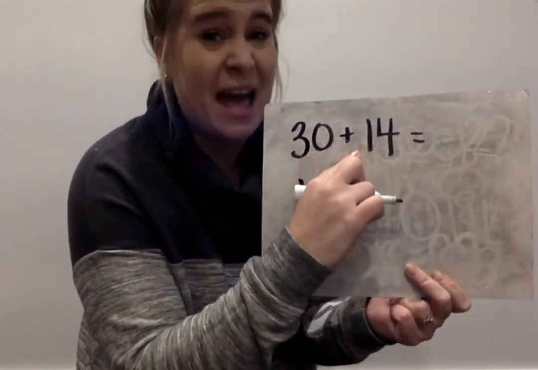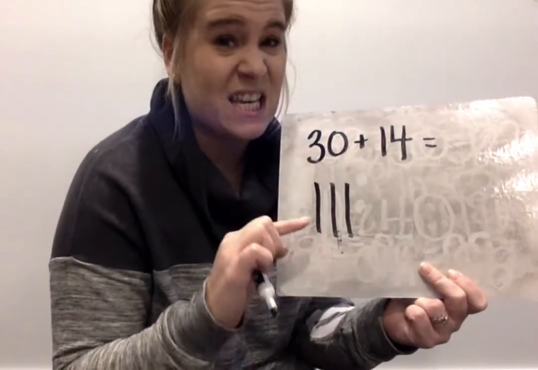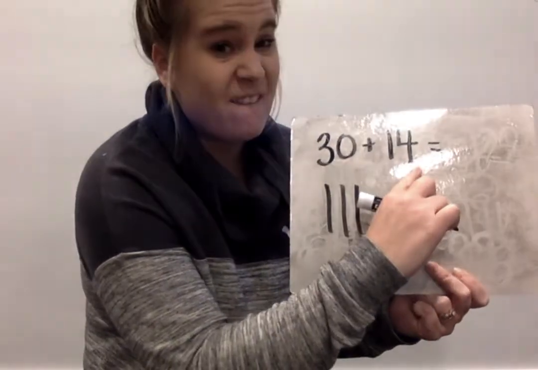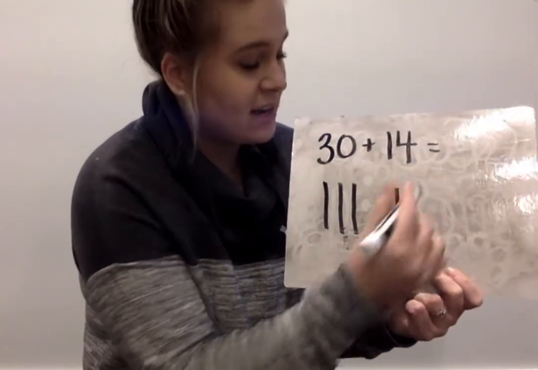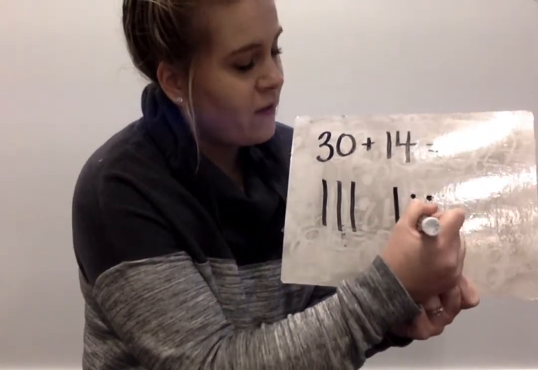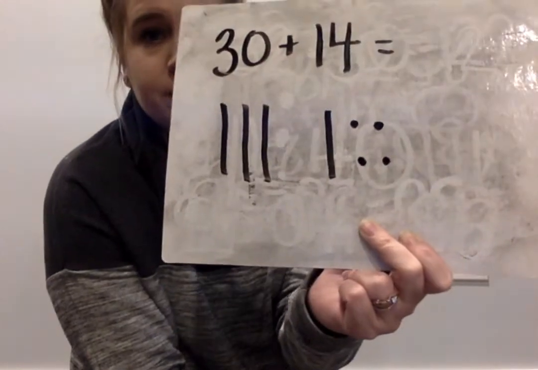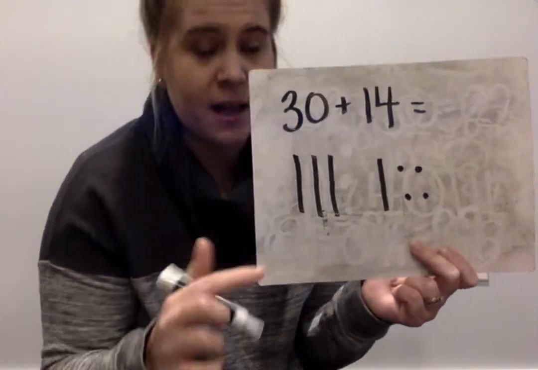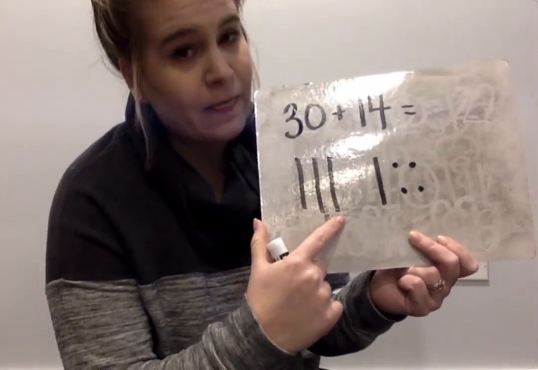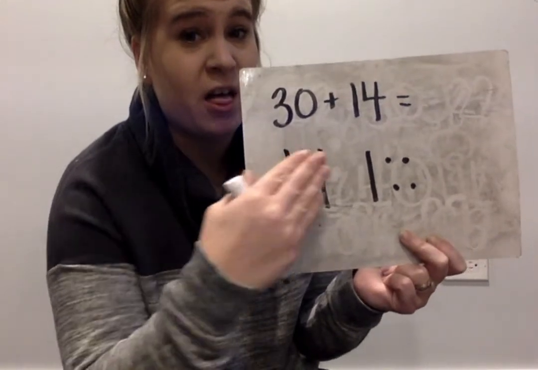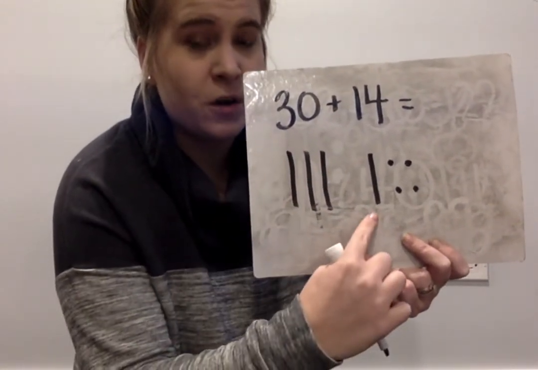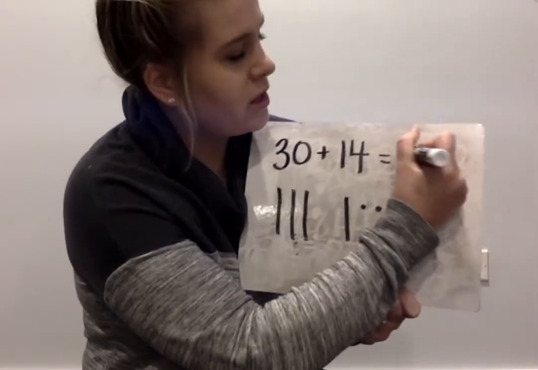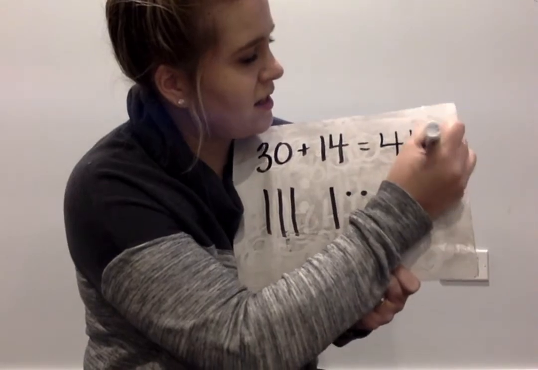Now this is plus, I'm adding, so I need to draw more. I'm not taking away. Plus 14. There's a 1 in the tens place and a 4 in the ones place. 10, 11, 12, 13, 14. Now I need to count them all up because I'm adding. I want to know all together. 10, 20, 30. You could also do first grade counting. 30, 40, 41, 42, 43, 44. 30 plus 14 is 44.